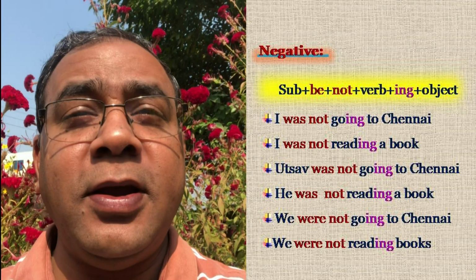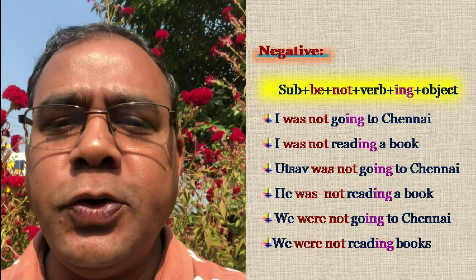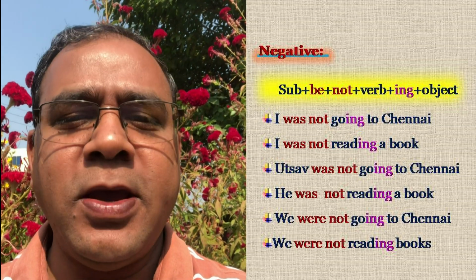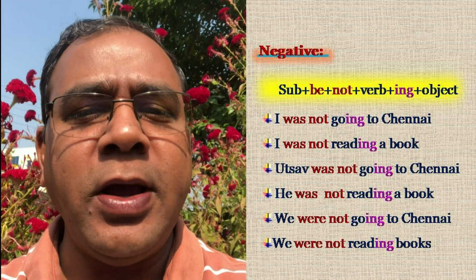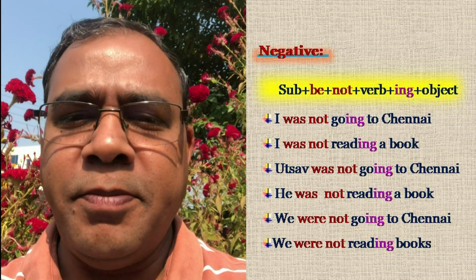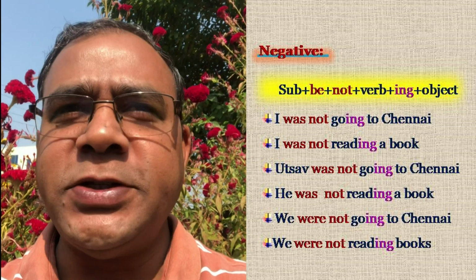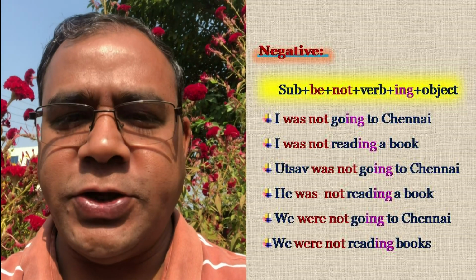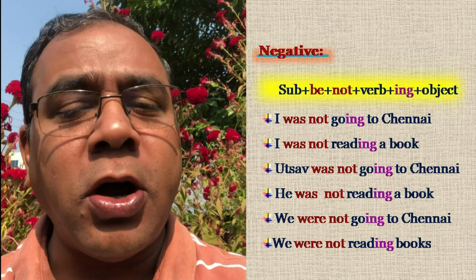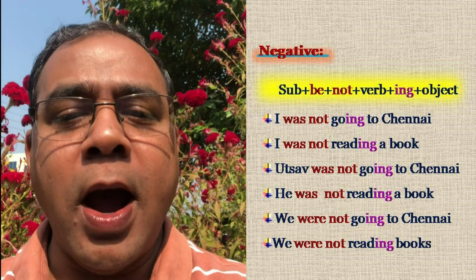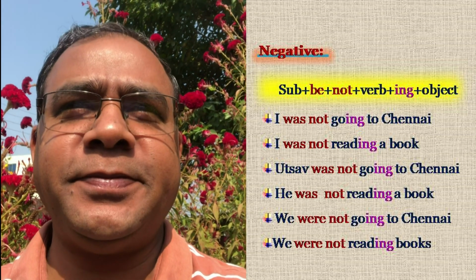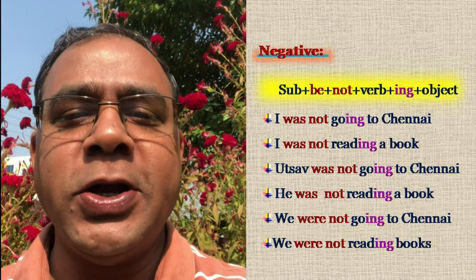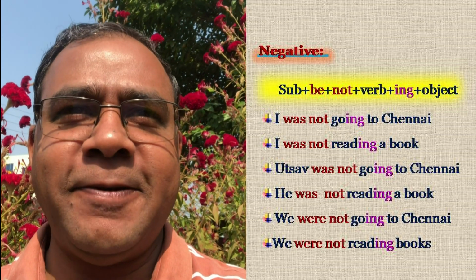Now we will see the negative. How do we make negative sentences? Very easy. You insert not between the be verb and the main verb. What is the be verb here? Was. And what is the main verb? Go with ing. I was not going to Chennai. I was not reading a book.